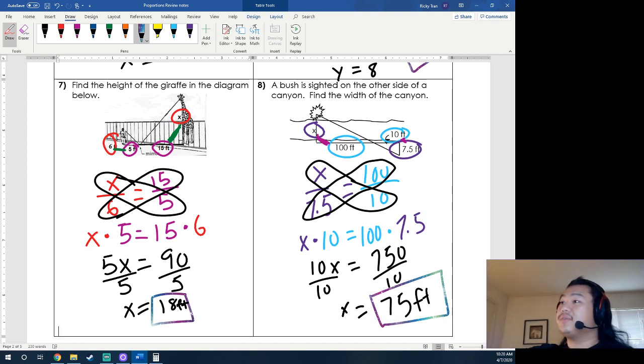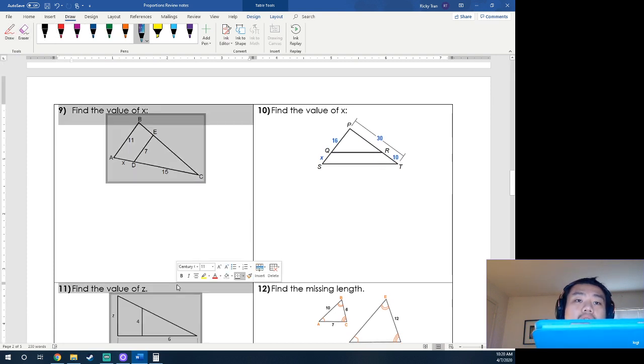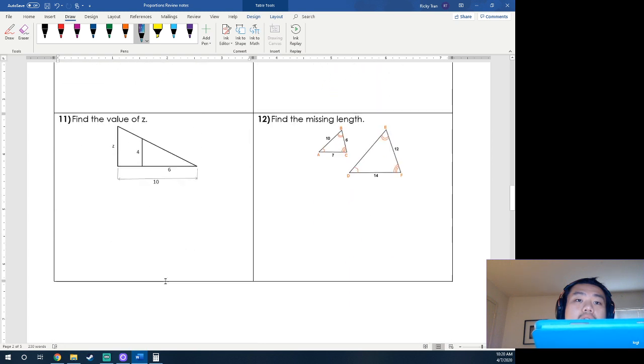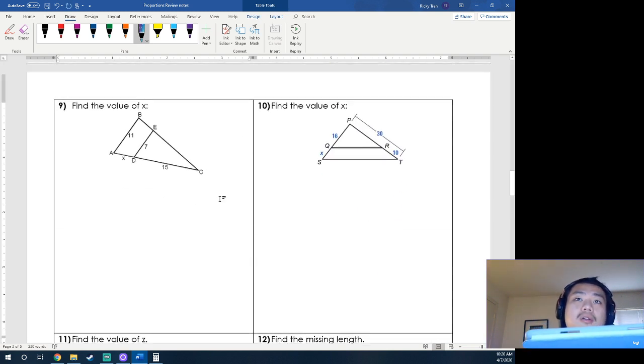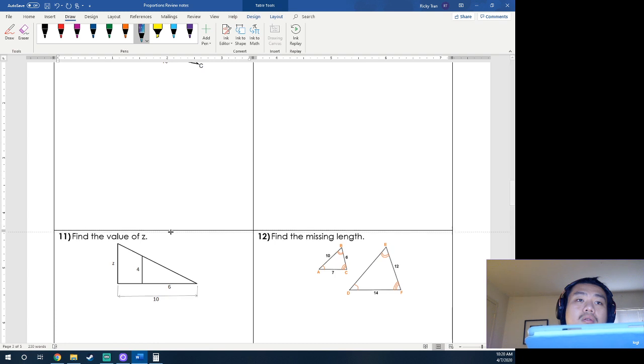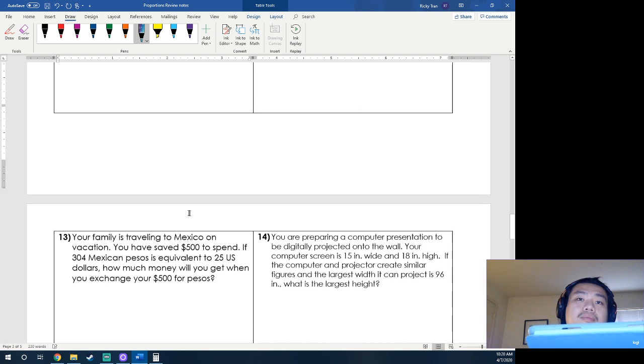All right, 75 feet. Nice and simple. Okay, let's move on to the next one. I'm going to, again, add more room here, add more room there. All right, use a little more.